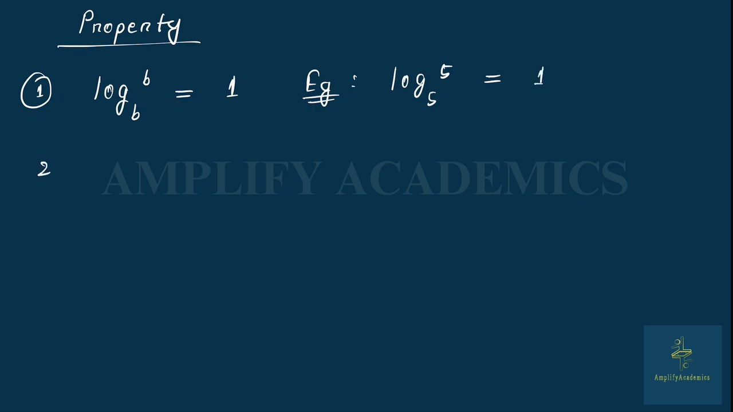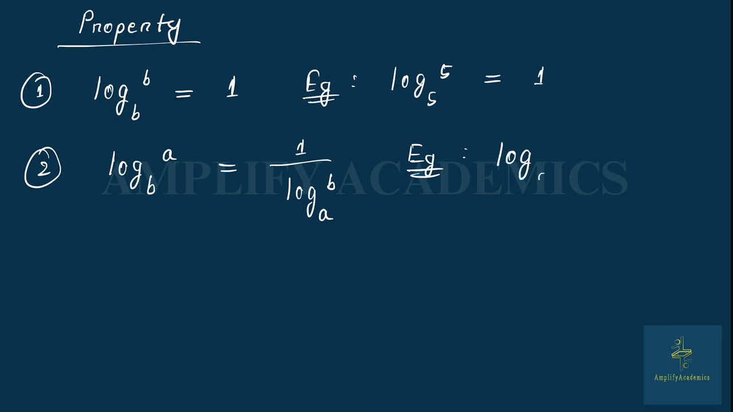Next property. Let's say you have log base b and the argument is a. And if you want to flip or switch the positions of the base and the argument, then you can directly write it as 1 over log base a, argument b. Example, log base 5, argument 2. So it's 1 over log base 2 and argument as 5.